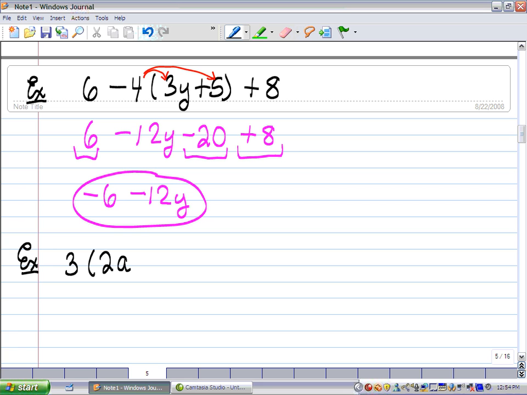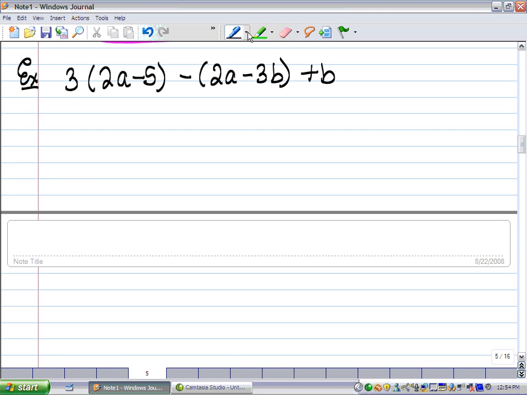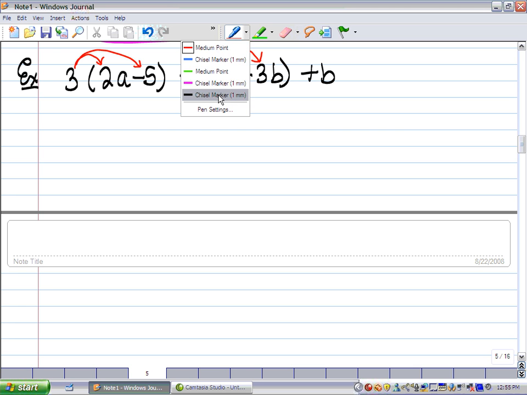3 times 2a minus 5 in parentheses minus 2a minus 3b in parentheses plus b. Sometimes I can have more than two terms in a parenthesis, but for our purposes we'll just stick to 2. Okay, so I'm going to distribute this 3 on this parenthesis. What am I going to do with this negative? It's really like a negative 1 here, even though it's not written the 1. So I'm going to distribute the negative, or if you want to write in the 1, the negative 1.